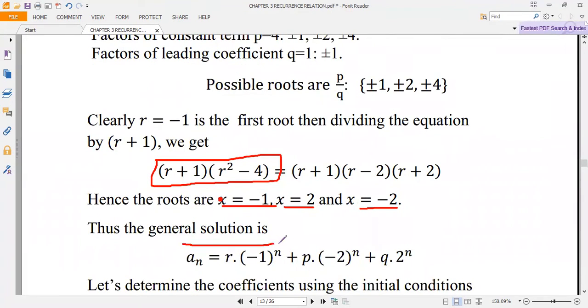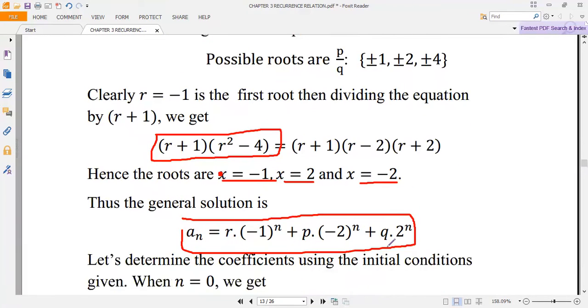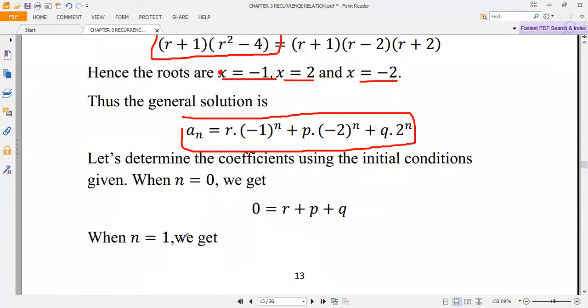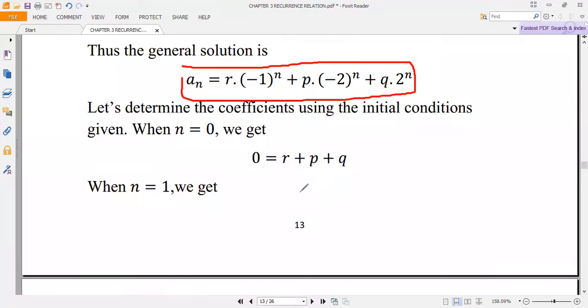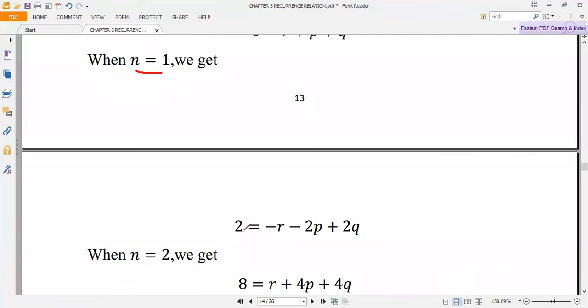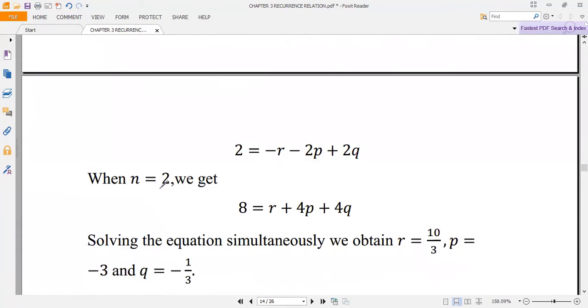So the general solution to the recurrence relation is given by this one: a_n is equal to r times minus 1 to the power of n plus p times minus 2 to the power of n plus q times 2 to the power of n. Now, since we have been given 3 initial conditions, we can determine the constants. When substituting n equals 0, we get 0 equals r plus p plus q. When we substitute n equals 1, we get 2, which is equal to minus r minus 2p plus 2q. And when substituting n equals 2, we get 8 equals r plus 4p plus 4q.